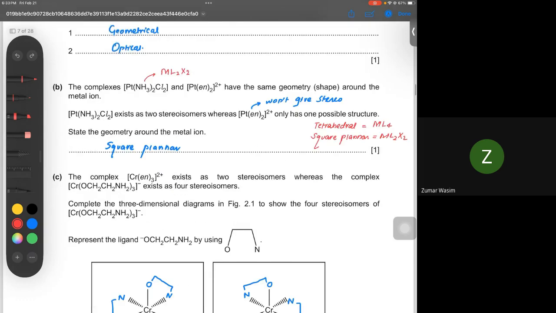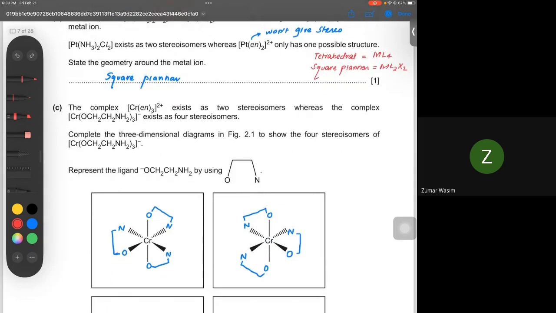And the complex CrEn3 2 plus. In this complex the coordination number is 6. Why? Each en is going to make two bonds. Obviously you have 3 en, so ultimately they would be forming 6 bonds. That's why I'm saying its coordination number is 6 and the geometry would be octahedral. This exists as two stereoisomers, whereas this complex exists as 4 stereoisomers.